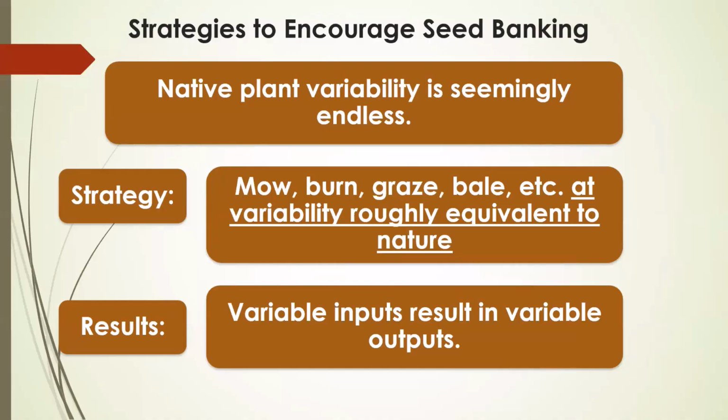So one strategy in land management, natural resource management, is to mow, burn, graze, bale, whatever you do, that's some kind of variability that is, as much as possible, roughly equivalent to what you are seeing in nature. Now, that's not always possible. Maybe the timing of your variability is what's different. Maybe the intensity of your variability is what's different. But if you're doing something different every year, you're going to have a lot more variable results, which increases the resilience and the health of your native plants.